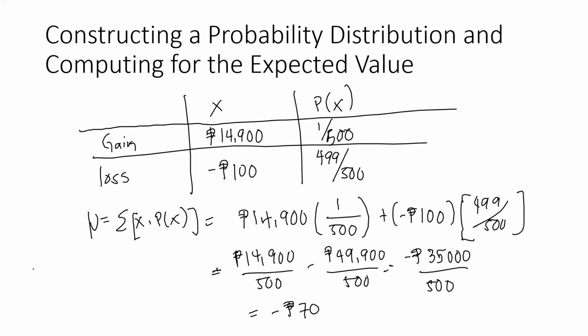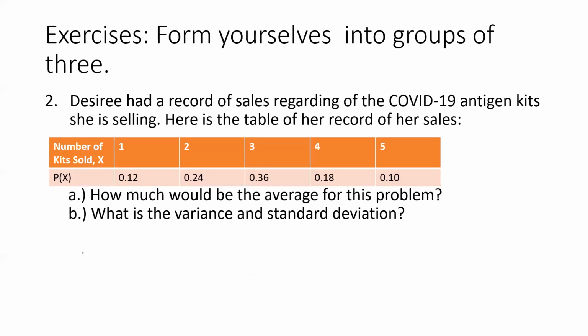So we can say that the expected value is negative 70. So it means to say that it is an expected loss. So bale, it's like profit or loss. So based on the problem, going back.